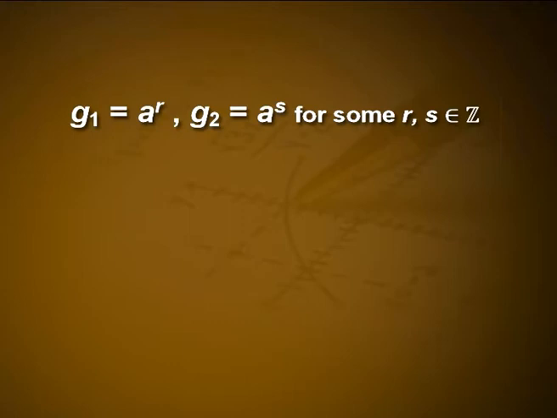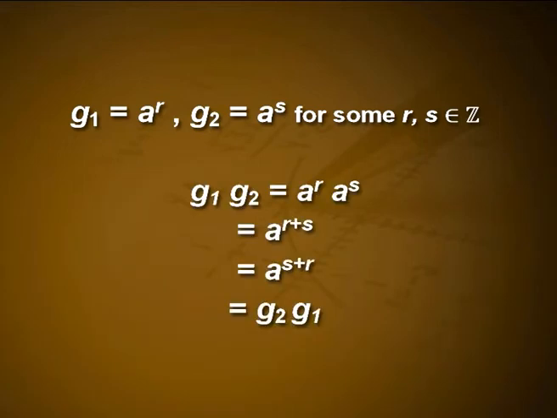A cyclic group is necessarily abelian because, given g1 and g2 in G, we have g1 is equal to a raised to r and g2 is equal to a raised to s for some r and s in Z, so that g1 g2 is equal to a raised to r into a raised to s, which is equal to a raised to r plus s, which is equal to a raised to s plus r, which is equal to g2 into g1.